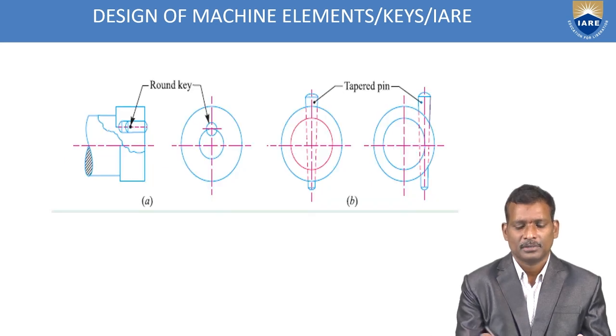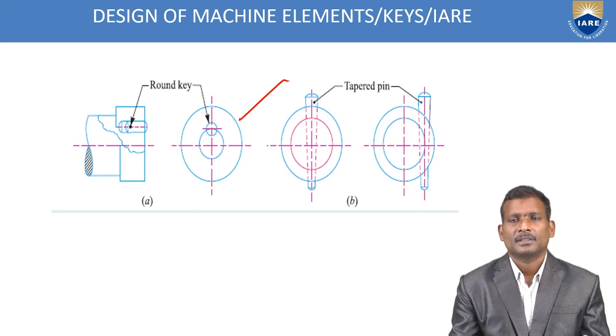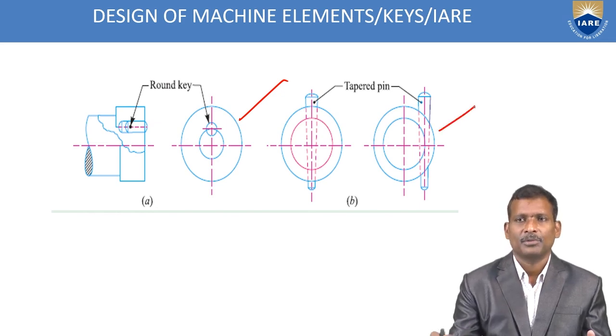See, round keys are shown in this figure. The shape of the key is circular. Sometimes a taper pin is used at one side also. The taper pin is inserted into a drilled hole.